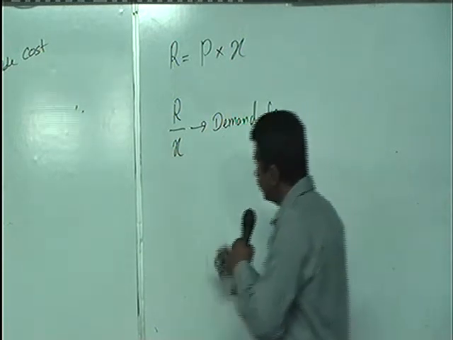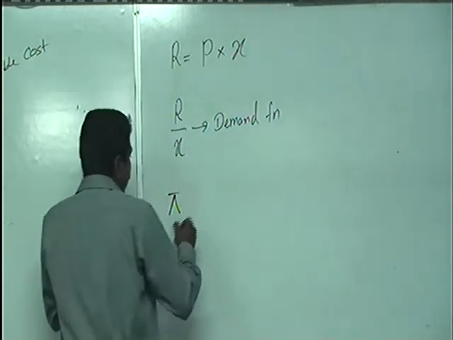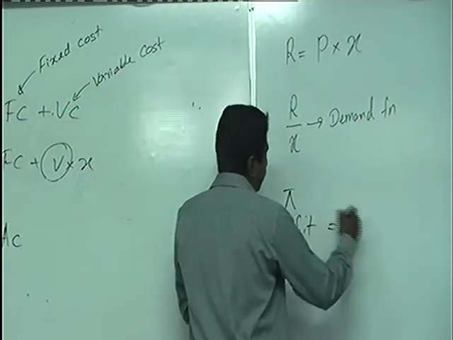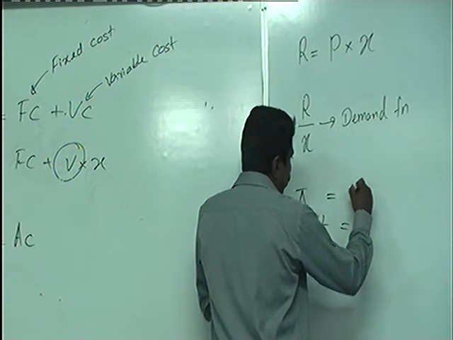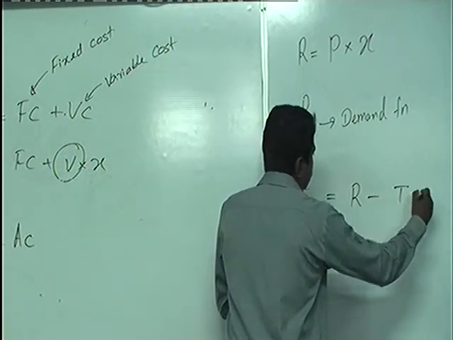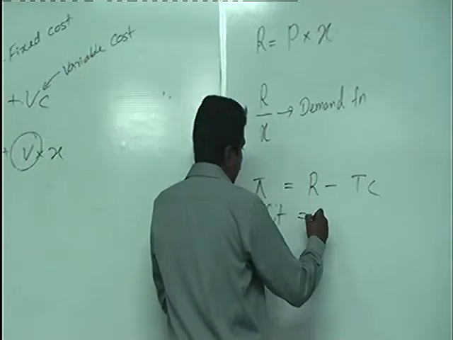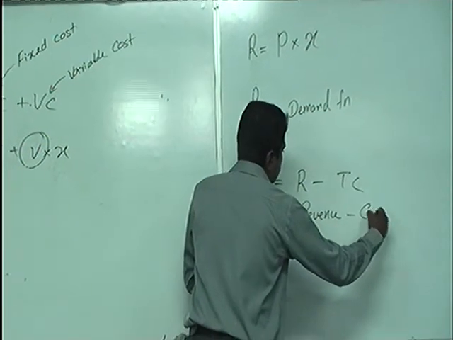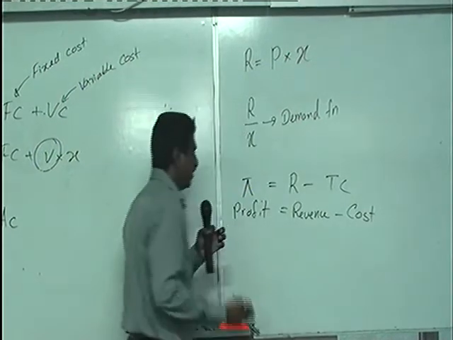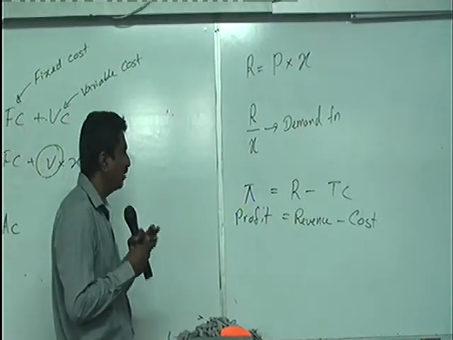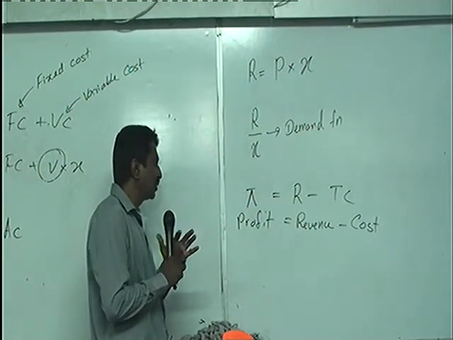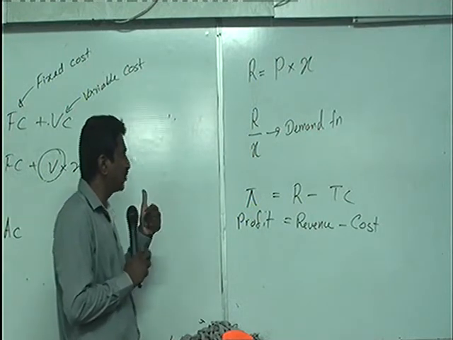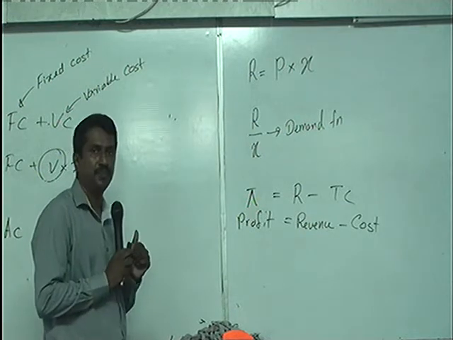Then the profit, how do you arrive at the profit? Profit is equal to revenue minus cost. Profit is equal to revenue minus cost. So we have done this earlier, just to refresh your minds. We have done the cost function, revenue function, and the profit function.